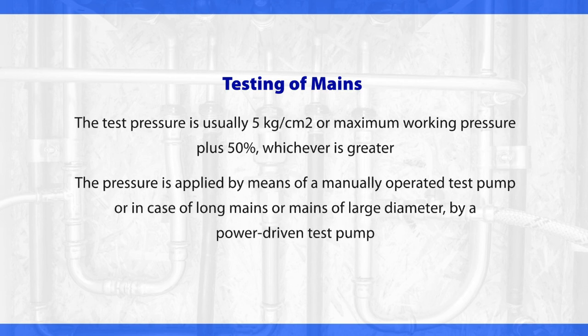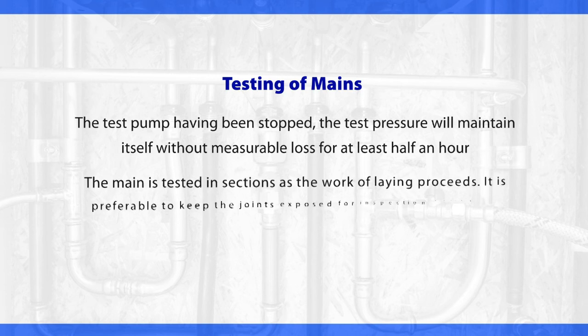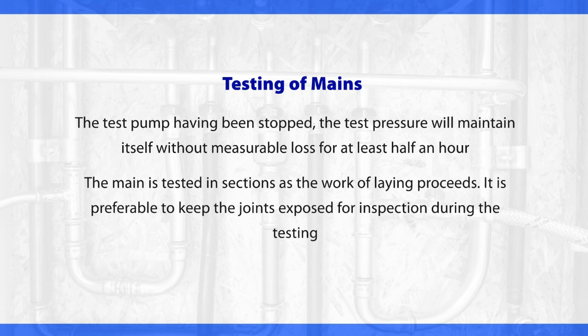The pressure is applied by means of a manually operated test pump or, in the case of long mains or mains of large diameter, by a power driven test pump. The test pump having been stopped, the test pressure should maintain itself without measurable loss for at least half an hour. The main is tested in sections as the work of laying proceeds. It is preferable to keep the joints exposed for inspection during the testing.